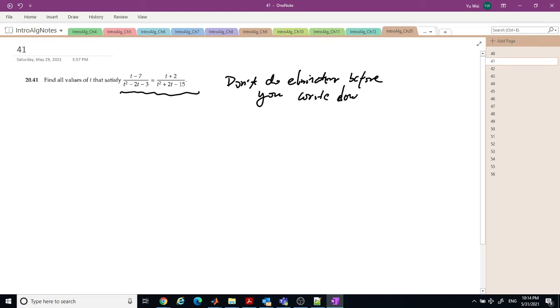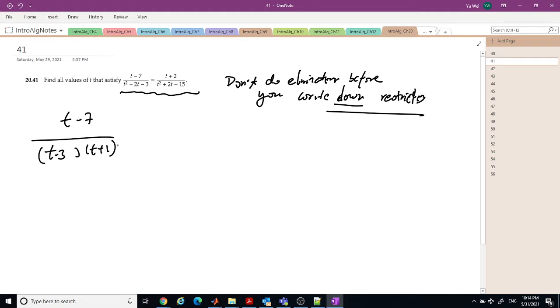Before you write down the restrictions, I will talk about it here using this case, okay? It's (t-7)/(t-3)... so here we can write as (t-3)(t+1) equal to (t+2)(t+5)... and the t minus 3. So we can see we have a t minus 3 here, t minus 3 here, right?